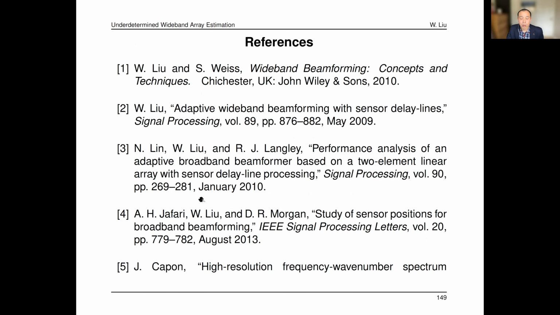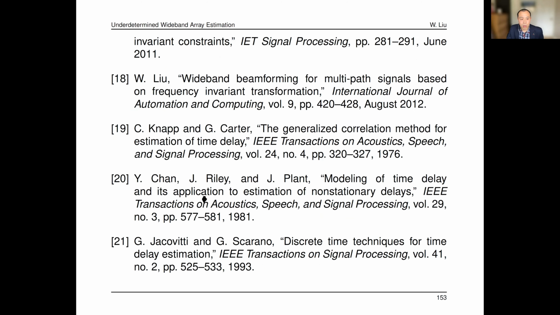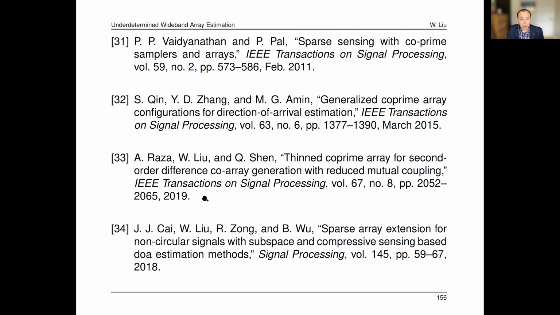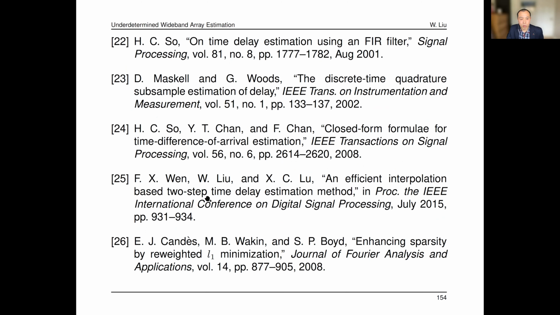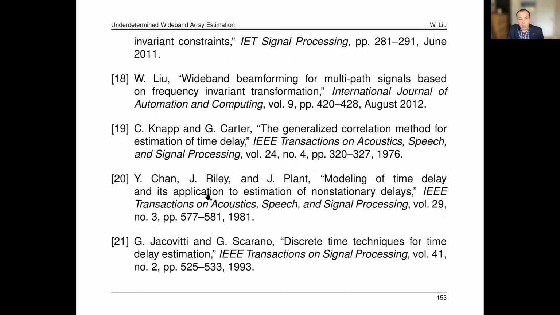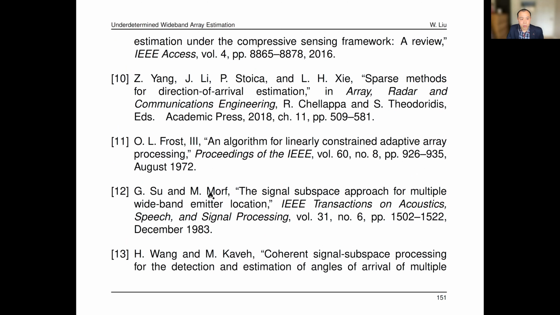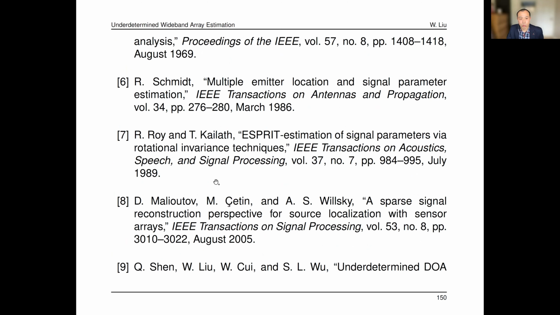And here is a list of references. We provided 49 references. There are a lot more; if you're interested, you can read the relevant papers, and you will see more references in those papers.